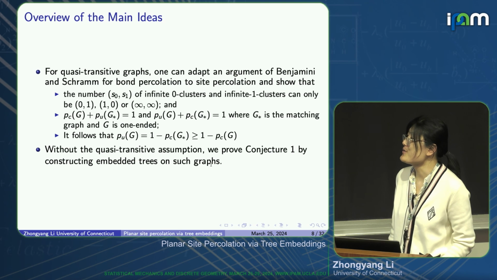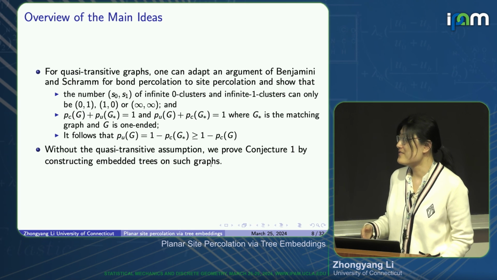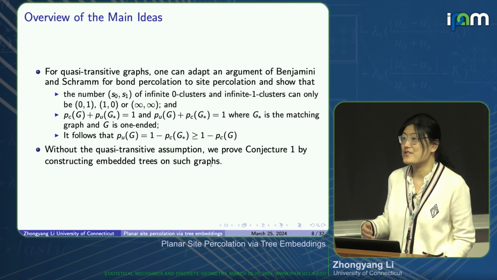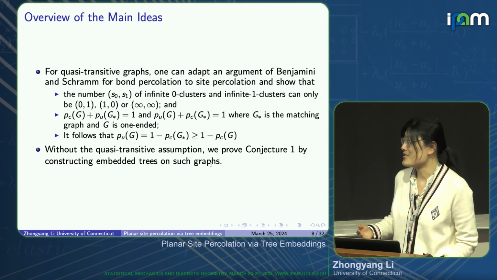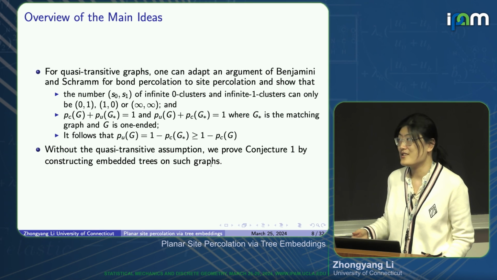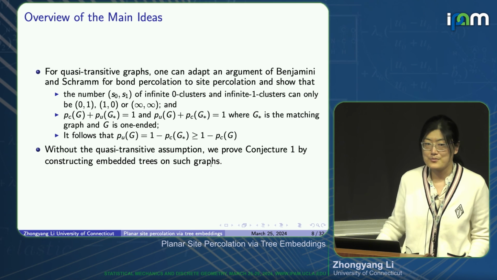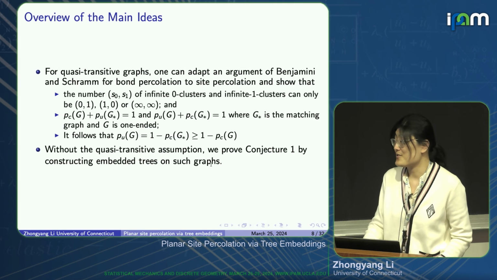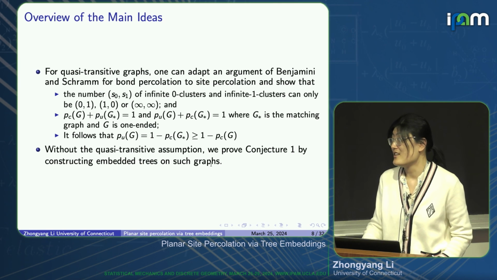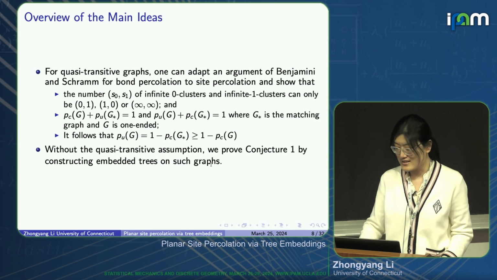So it is known that with the quasi-transitive assumption, those events that are invariant under the automorphism of the graph always have probability 0 or 1. Without the quasi-transitive assumption, you don't even have an automorphism group, and you cannot say what an automorphism-invariant event is, and that its probability is always 0 or 1. You cannot say that. And also, the mass transport principle does not work anymore. So without the quasi-transitive assumption, we need basically a new idea to solve conjecture 1. What we did is we explicitly construct embedded trees on such graphs.